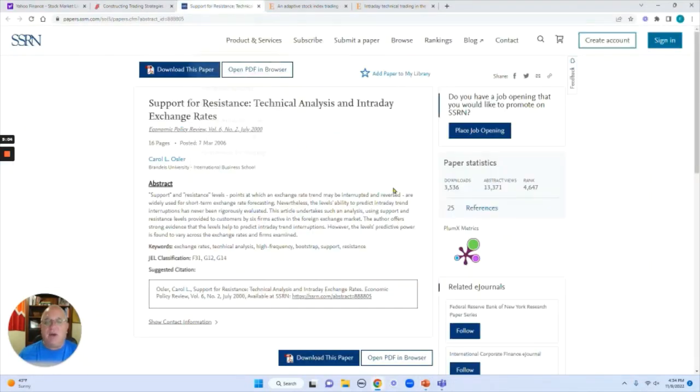So the SSRN article says support and resistance are the point at which the exchange rate trend may be interrupted and reversed or supported. Nevertheless, the ability to predict intraday trend interruptions has never been rigorously evaluated. So they're going to do it. It undertakes the analysis and offers strong evidence that the levels help to predict intraday trend interruptions over the short term. However, the level's predictive power is found to vary across exchange rates and firms examined. And this kind of gets into what I call well-behaved firms. One of the things I'll go over later on in one of the worlds, probably the investment world, is research I've done for people where I look at things like this and say, is this a well-behaved firm relative to technical analysis and things like that you might look at?